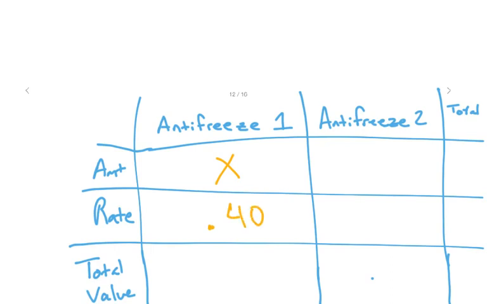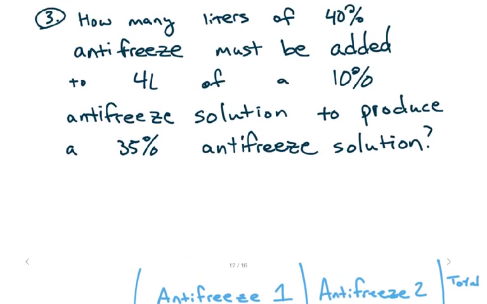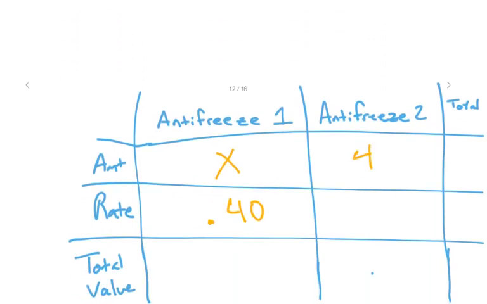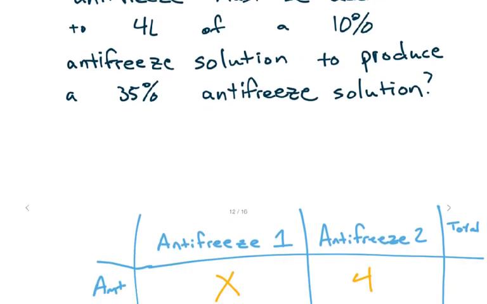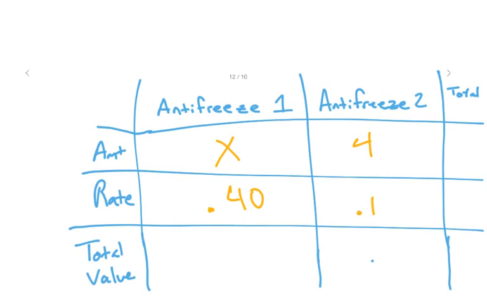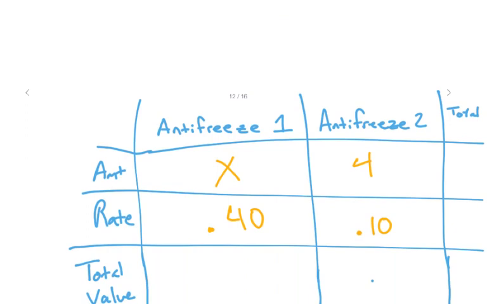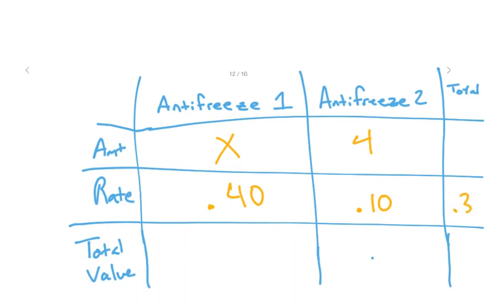I can call the 40% either antifreeze 1 or antifreeze 2. I'm going to put it under antifreeze 1. Must be added to 4 liters. So now they're telling you have 4 liters of a 10% solution to produce a 35% solution.